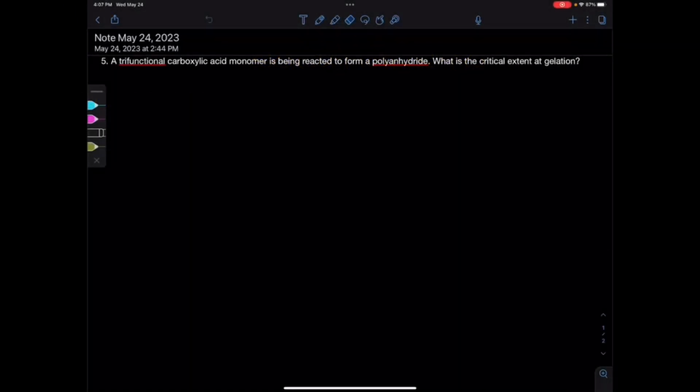A trifunctional carboxylic acid monomer is being reacted to form a polyanhydride. What is the critical extent at gelation? The critical extent of reaction at gel point is given by Pc equals 1 over the square root of f minus 1, where f represents the functionality and f is greater than 2. So this is the Flory-Stockmayer equation.